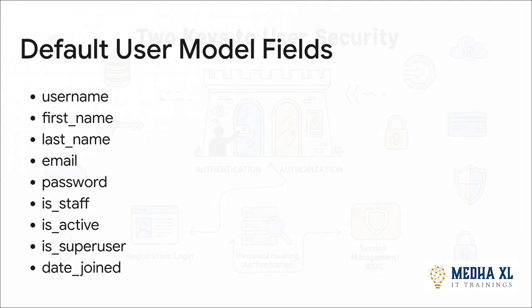And when I say ready to use, I mean it. Django's default user model comes preloaded with all the essentials. You get the basics, of course, like username and email, but you also get these super useful little flags, like is_staff and is_superuser, which, trust me, become absolutely crucial for controlling who can do what later on. And most importantly, it comes with a password field that is always stored securely.